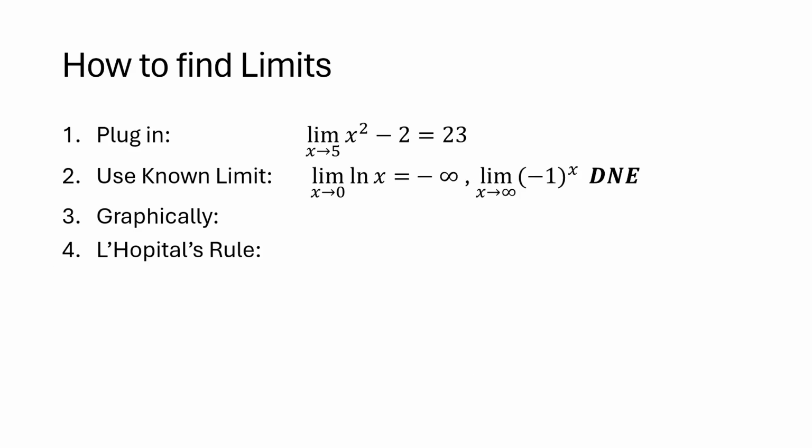The way to find what the limit is, first plug in the number. If it has a determinable value, that is what the limit is equal to. If that doesn't work, you can apply known limits. If that doesn't work, you can try to see graphically if it approaches a value.